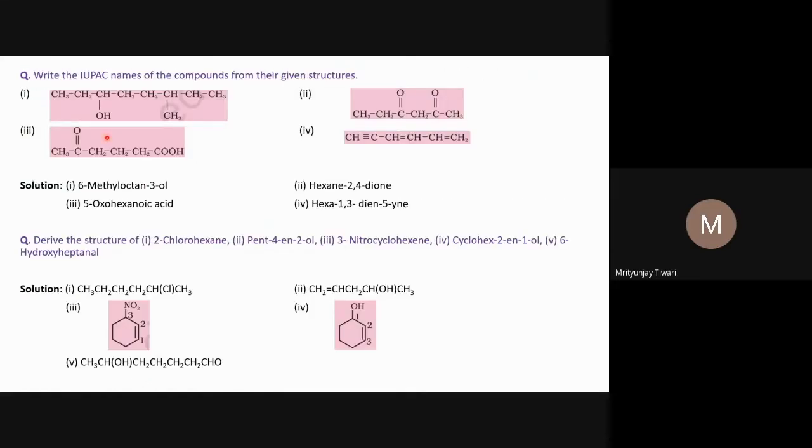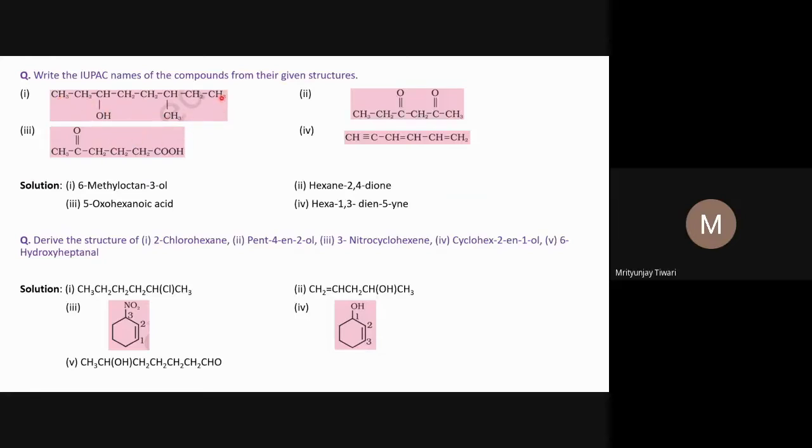Let's see this question. Write the IUPAC names of compounds from their given structures. And so the structures are given here, and we have to find out the IUPAC name of these compounds. So let's look at the first molecule, first structure.